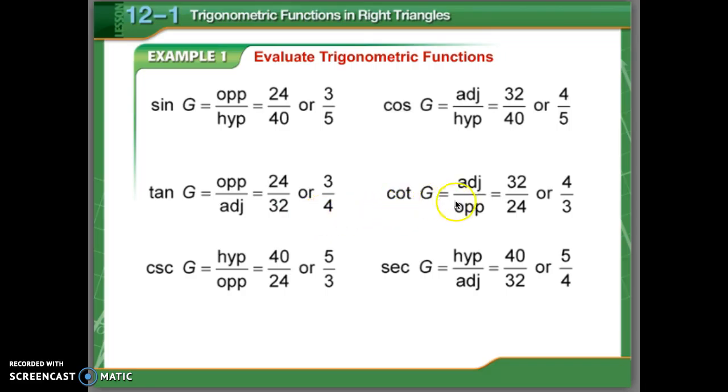Cotangent is the reciprocal of tangent, so instead of 3/4 we'd have 4/3. Cosecant is the reciprocal of sine, so instead of 3/5 we'd have 5/3. And secant is the reciprocal of cosine, so instead of 4/5 we have 5 over 4. Those simplified values, and it's important that you simplify these ratios, are the 6 answers to this question.